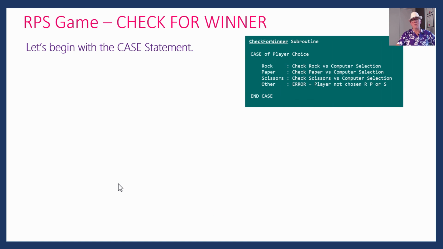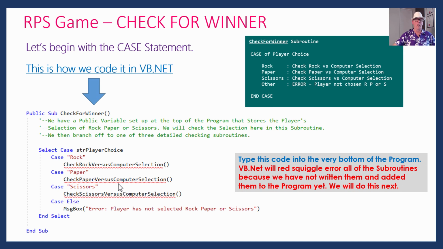All right, let's begin with the case statement. So we're just going to look at coding this in VB.NET. Now, how do you make this case player choice stuff work? Well, you have a public subroutine, check for winner. That's a new subroutine we're writing. So go down to the bottom of your program, put in public sub check for winner, brackets and no spaces in between, and put an end sub. And then in between here, we say select case, strPlayerChoice. That was where we were storing what the player had chosen. The case is, if that thing's a rock, we need to go off and do this subroutine. If it's paper, we need to do this subroutine.